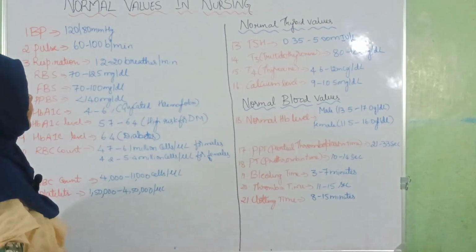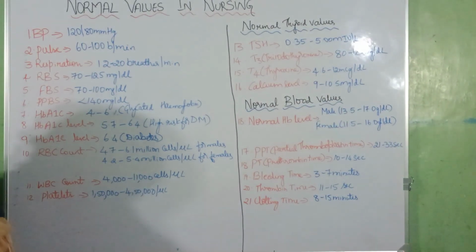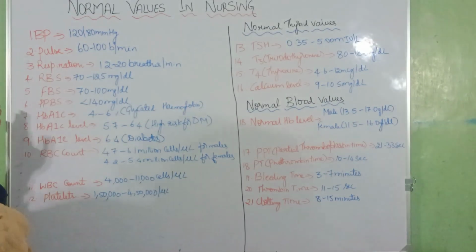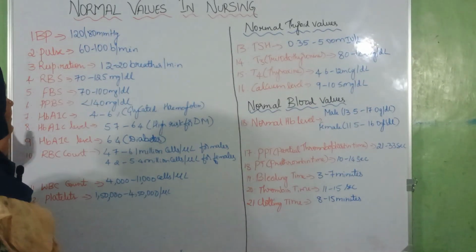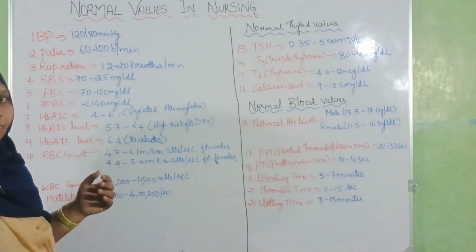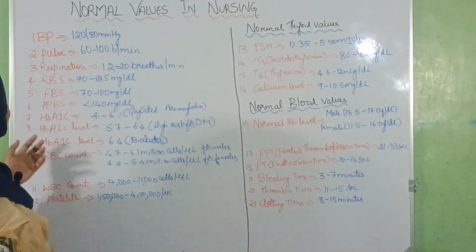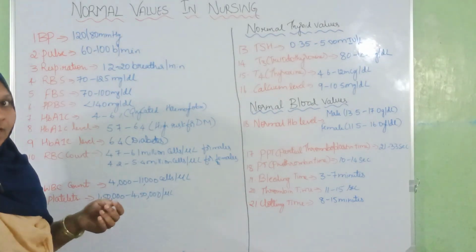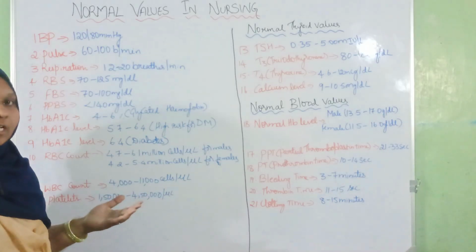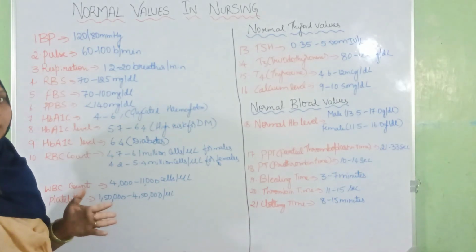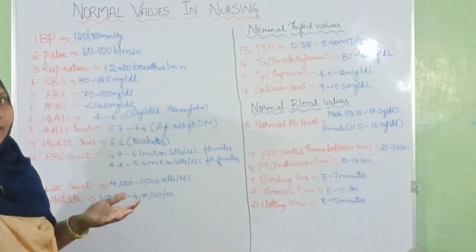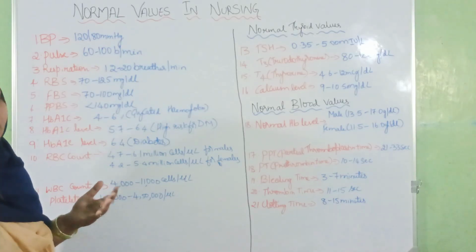Today I am going to deal with the subject nursing foundation, that is normal values in nursing. So first is blood pressure. The normal value is 120 by 80 mm of Hg, that is millimeter of mercury. Pulse, that is 60 to 100 beats per minute. And what happens if it is more than 100, and what is the terminology used, what is the terminology for less than 100, I have shared in the previous video, that is basic terminologies in nursing.